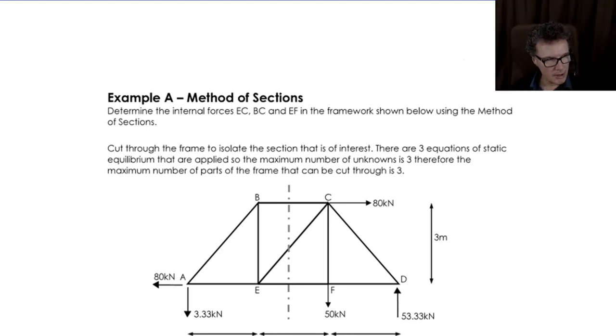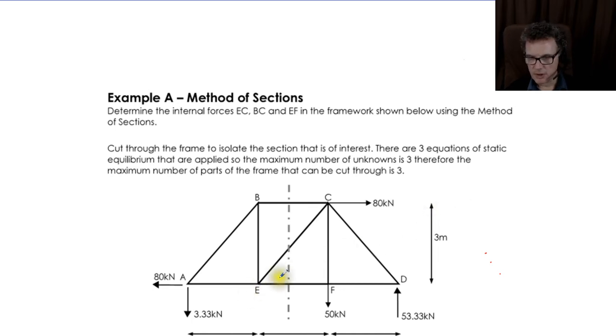Hello everybody, I thought I would go through example A straight using the pages. Hopefully that's fine. So I'm going to walk you through the book and show you what they're doing.